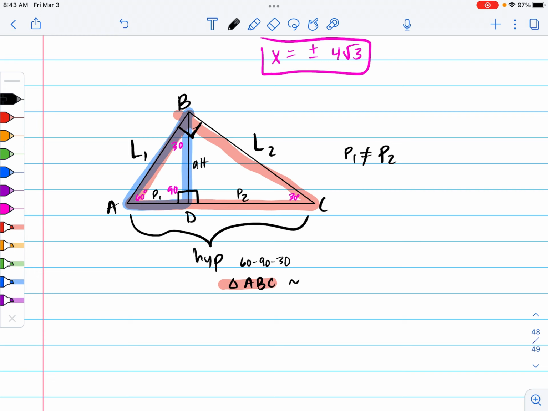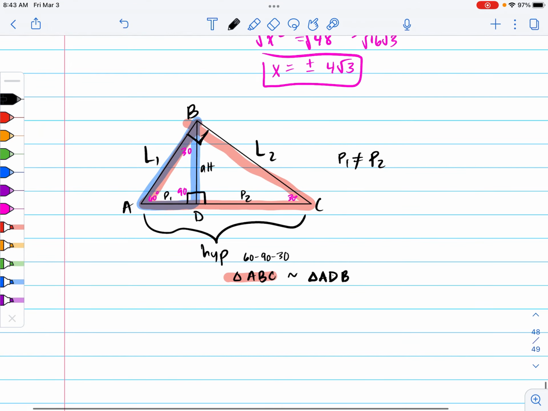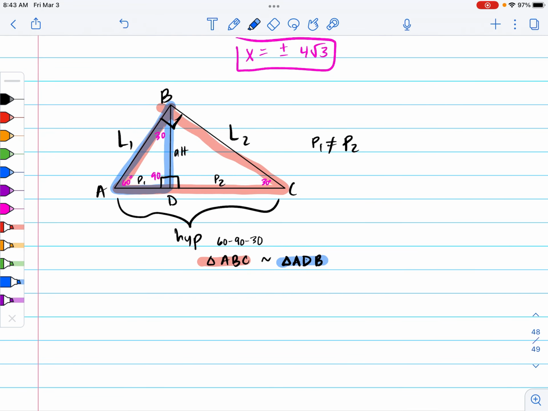ABC is going to be similar to, in our blue triangle, 60, we want to follow that same order, 60, 90, 30. So 60 would still be angle A. The 90 degrees is not B, but it is D. And then the 30-degree angle is B. Okay? So we do have two triangles that are similar.